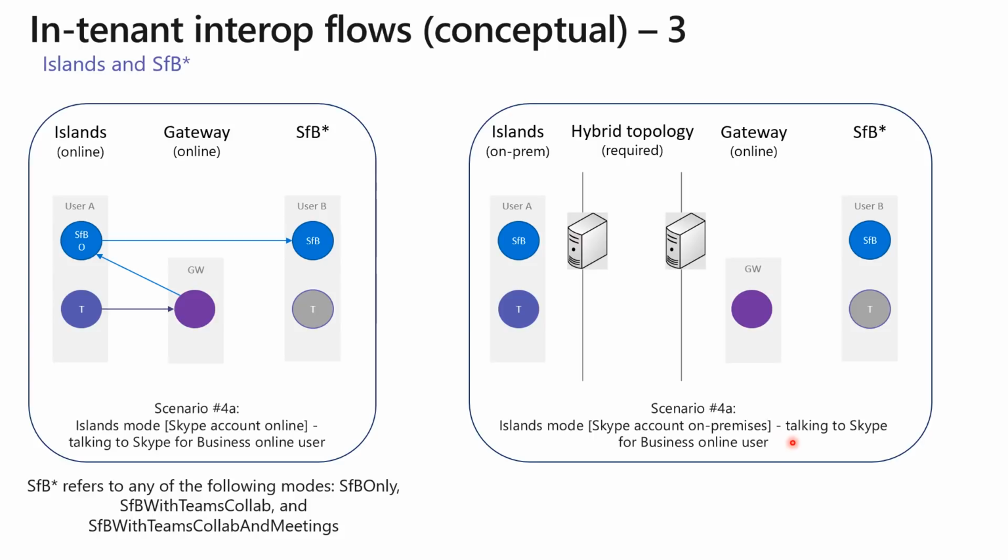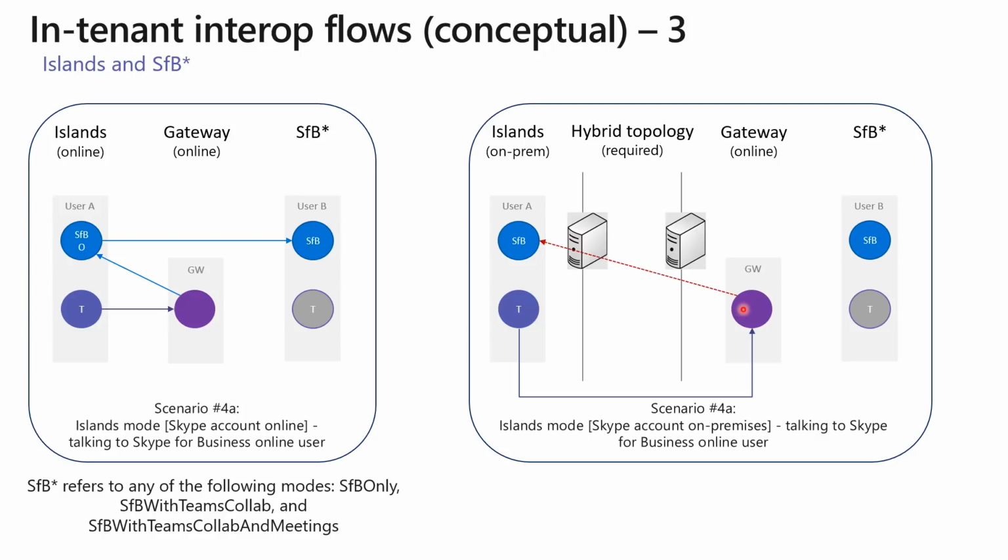Now, this is where we have a bit of a challenge with islands and an on-premises Skype for Business account for user A. And it comes from the fact that when this Teams user, user A, wants to chat with user B, who is not enabled for Teams, the gateway will realize, yep, user B is in fact not enabled for Teams. I'm going to need to find a way to route this through Skype for Business.